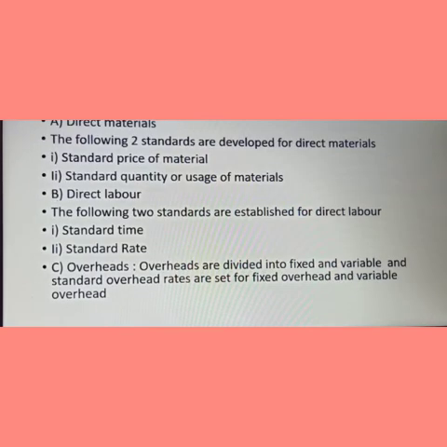Third preliminary step is setting of standard cost. Standards should be set for each element of cost. The elements of cost are direct material, direct labor and overheads. For direct material, the following two standards are developed: standard price of material and standard quantity or usage of material. Regarding direct labor, two standards are established: standard time and standard rate. With regard to overheads, which are indirect expenditure divided into fixed and variable, the standard overhead rates are set for fixed overhead and variable overheads.